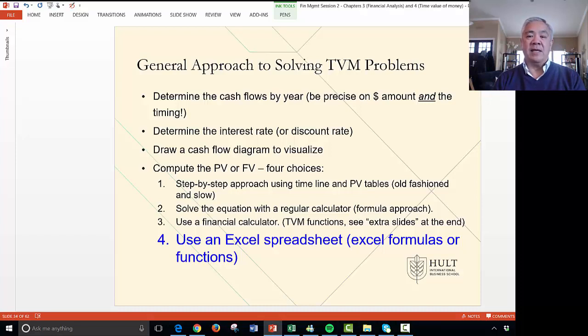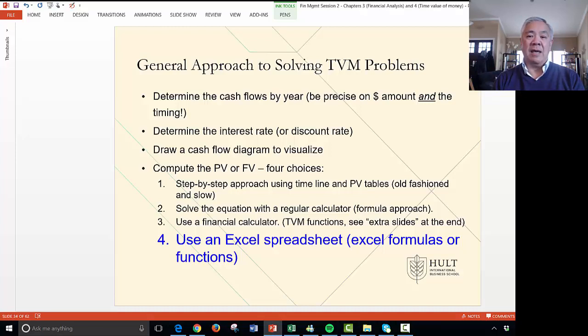And then the last step is to do the actual calculation. Now there are 4 ways to do it. One is this old-fashioned way where we use present value tables. We have them in the book, but I haven't used them in years, frankly. There's far more efficient ways to do it. Second is to use a regular calculator. A regular 4-function calculator could even do the trick for most calculations. I don't recommend that either because it's quite tedious.